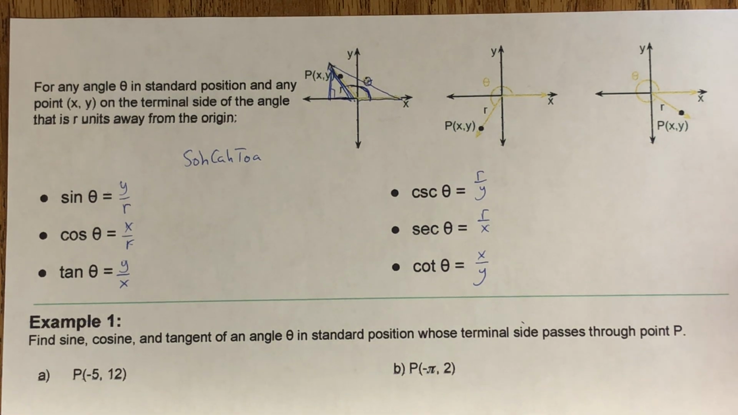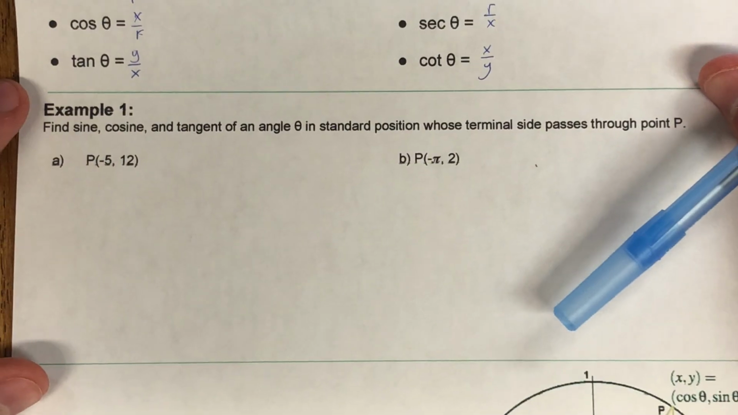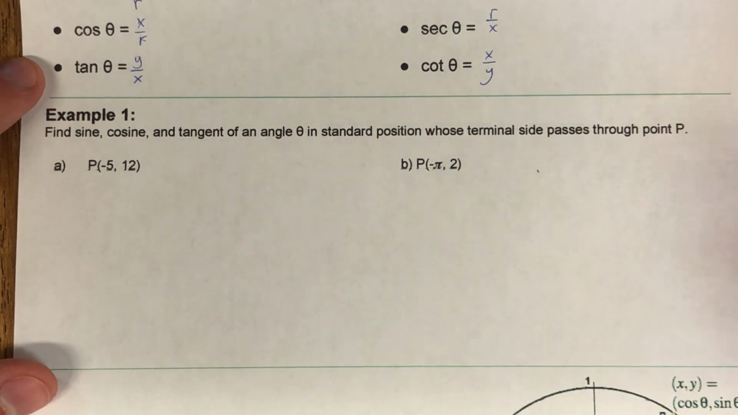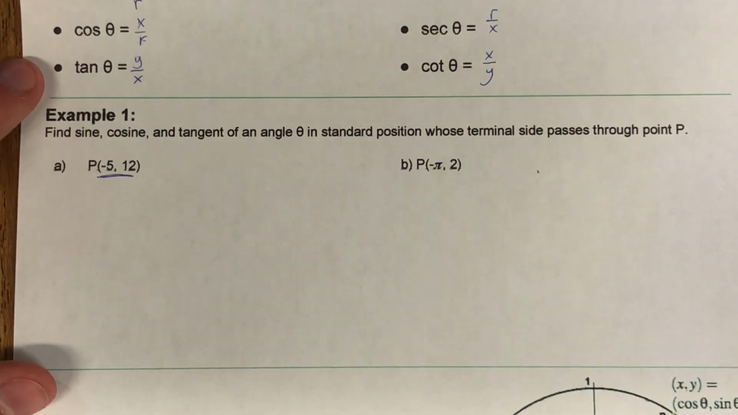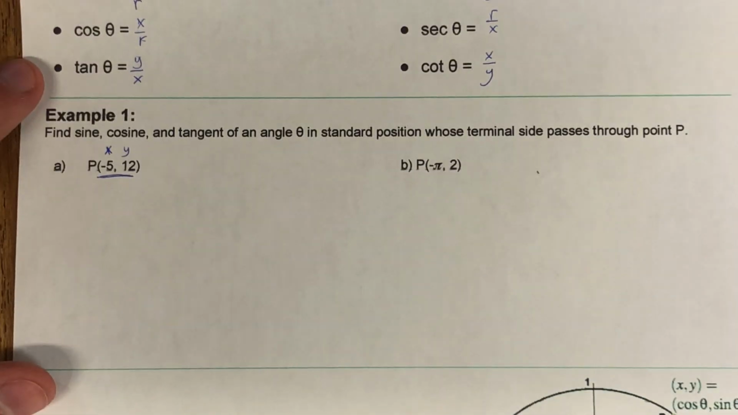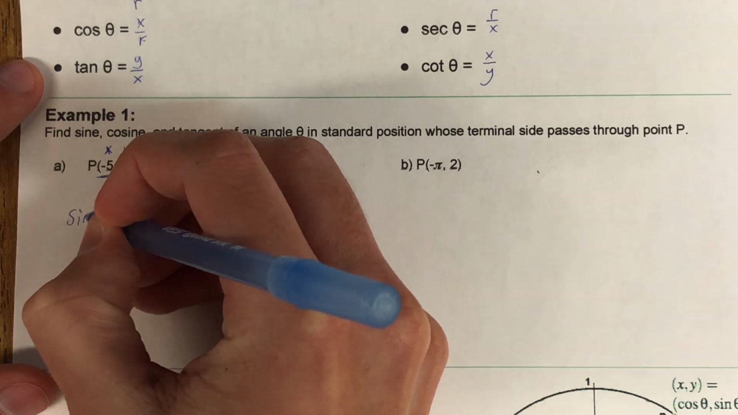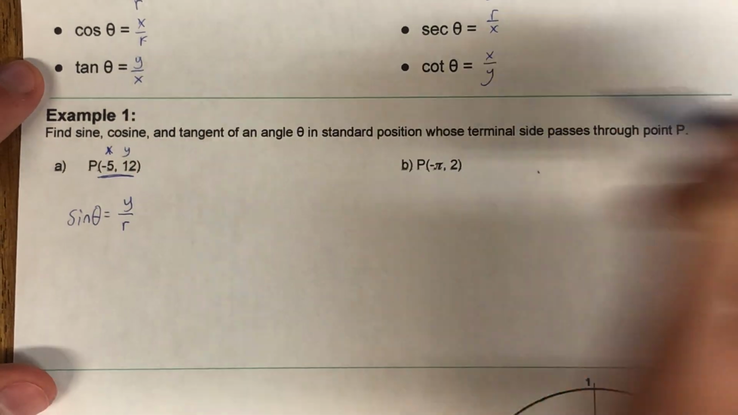So keeping that in mind, let's do a couple of examples to apply this. It says find sine, cosine, and tangent of any angle theta in standard position whose terminal side passes through the point P. P is negative 5, 12. So x would be negative 5, y would be 12. Remember, sine of theta we represent as y over r.